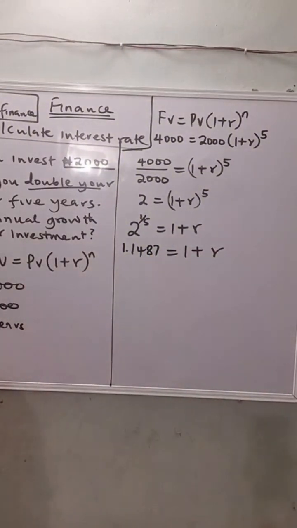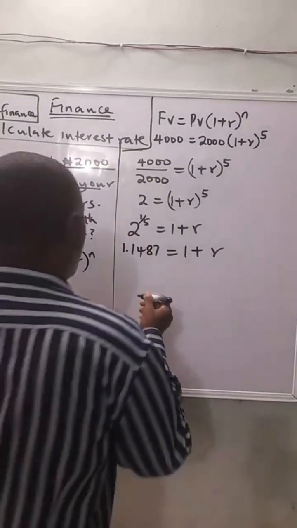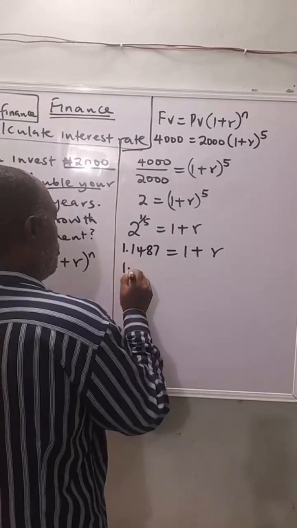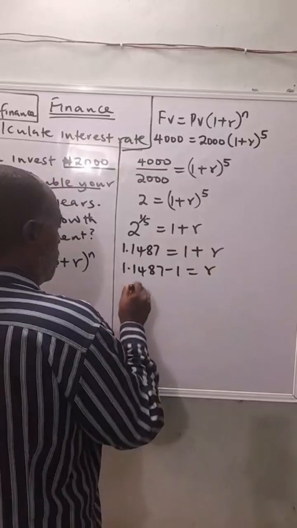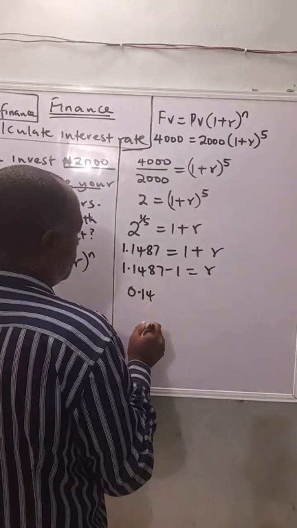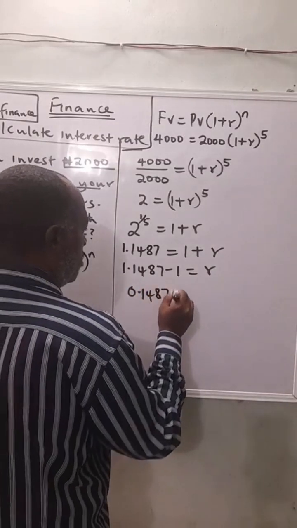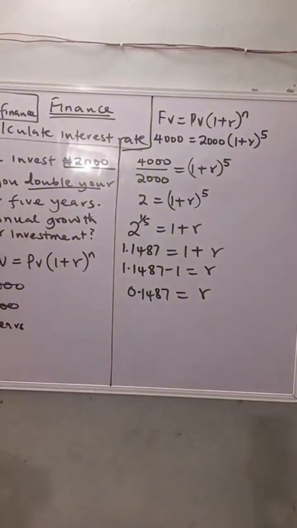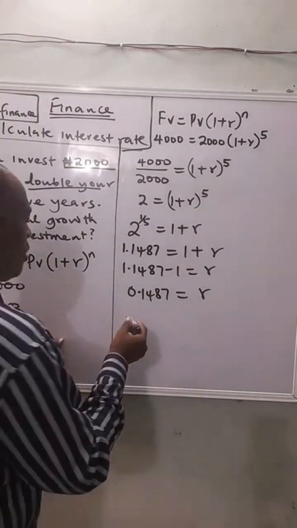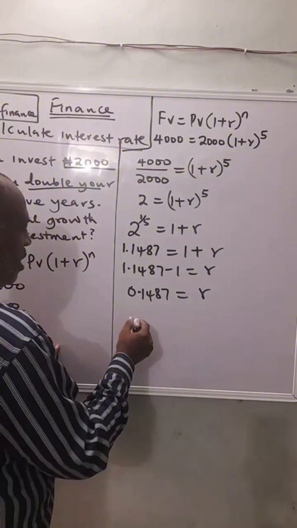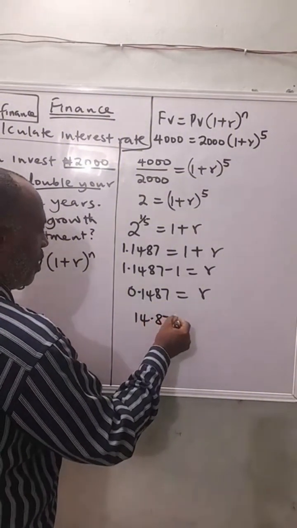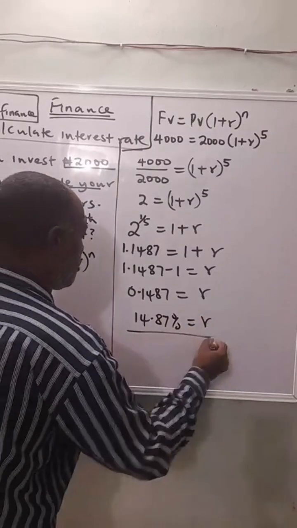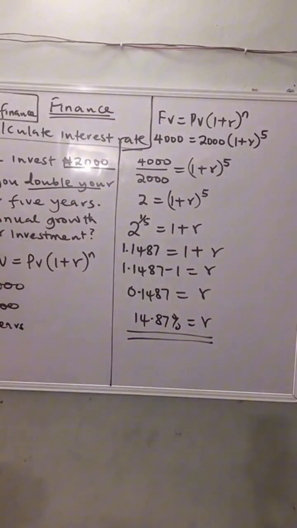Very simple. Having calculated that, you do what they call collection of like terms. 1.1487 minus 1 equal to R. This will be 0.1487 equal to R. From all indications, it shows that 0.1487 is the same thing as 14.87%, and that will be our interest rate. That's how to calculate that.